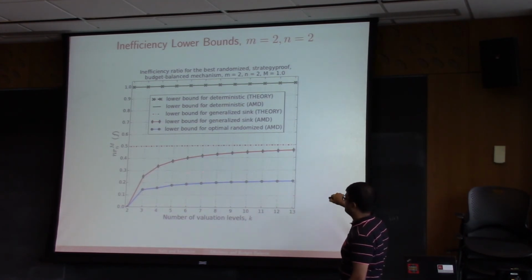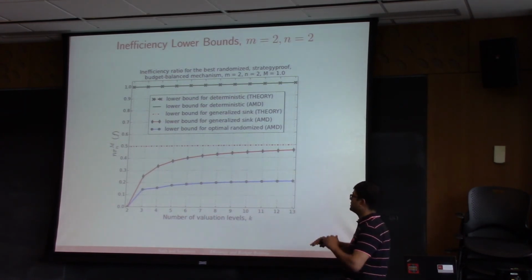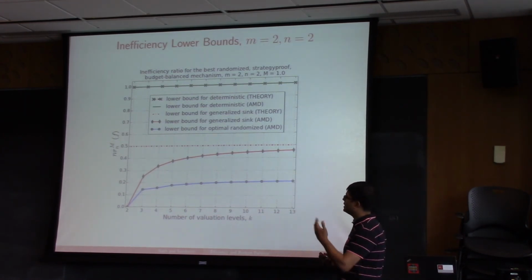The solid curves essentially denote the automated mechanism design or the optimization based approach, while the dotted lines are the theoretical bounds. For the deterministic case, both the theoretical bound and the AMD based approach overlap, because even for 2 levels, minus m by 2 and plus m by 2, you can create an example which achieves this minimum bound.